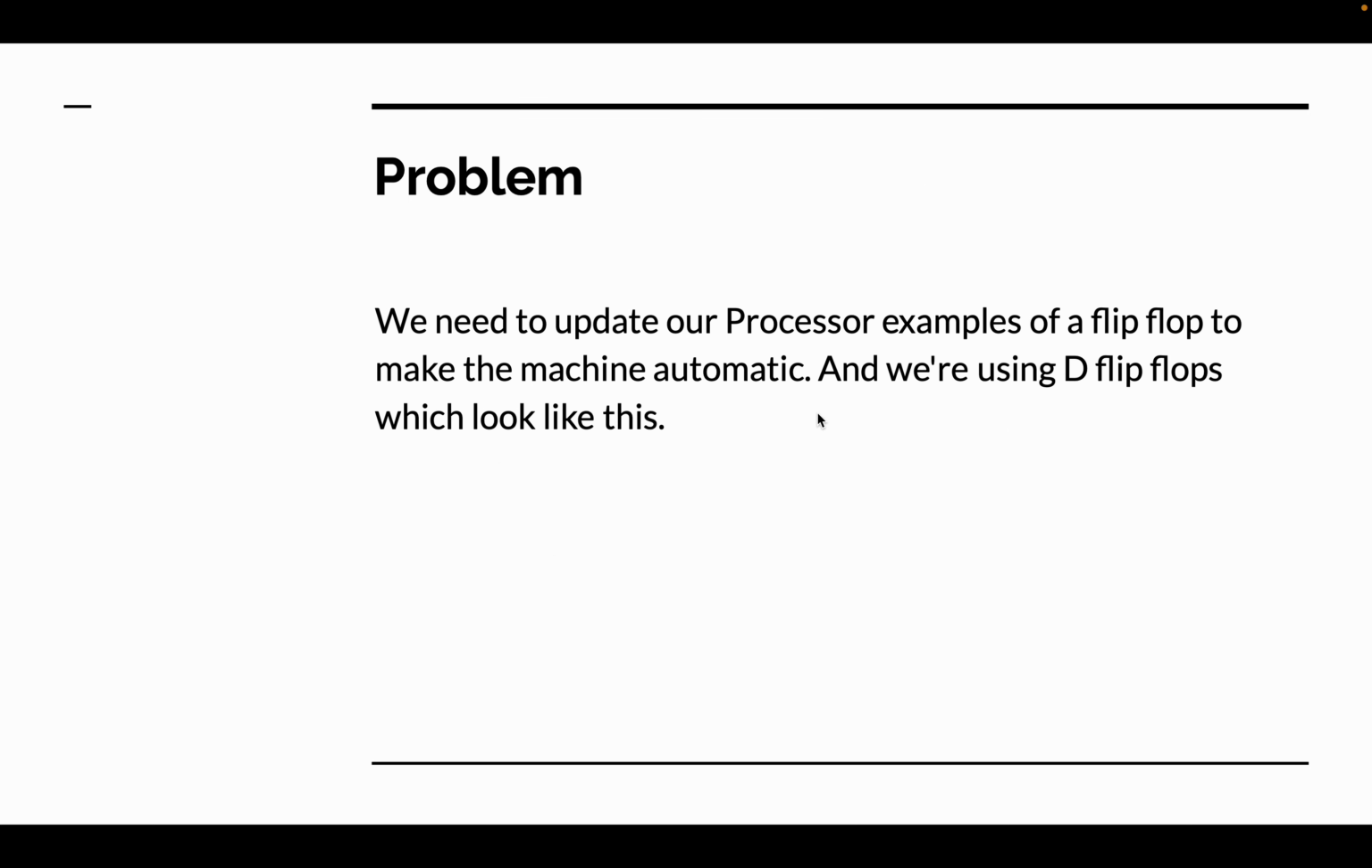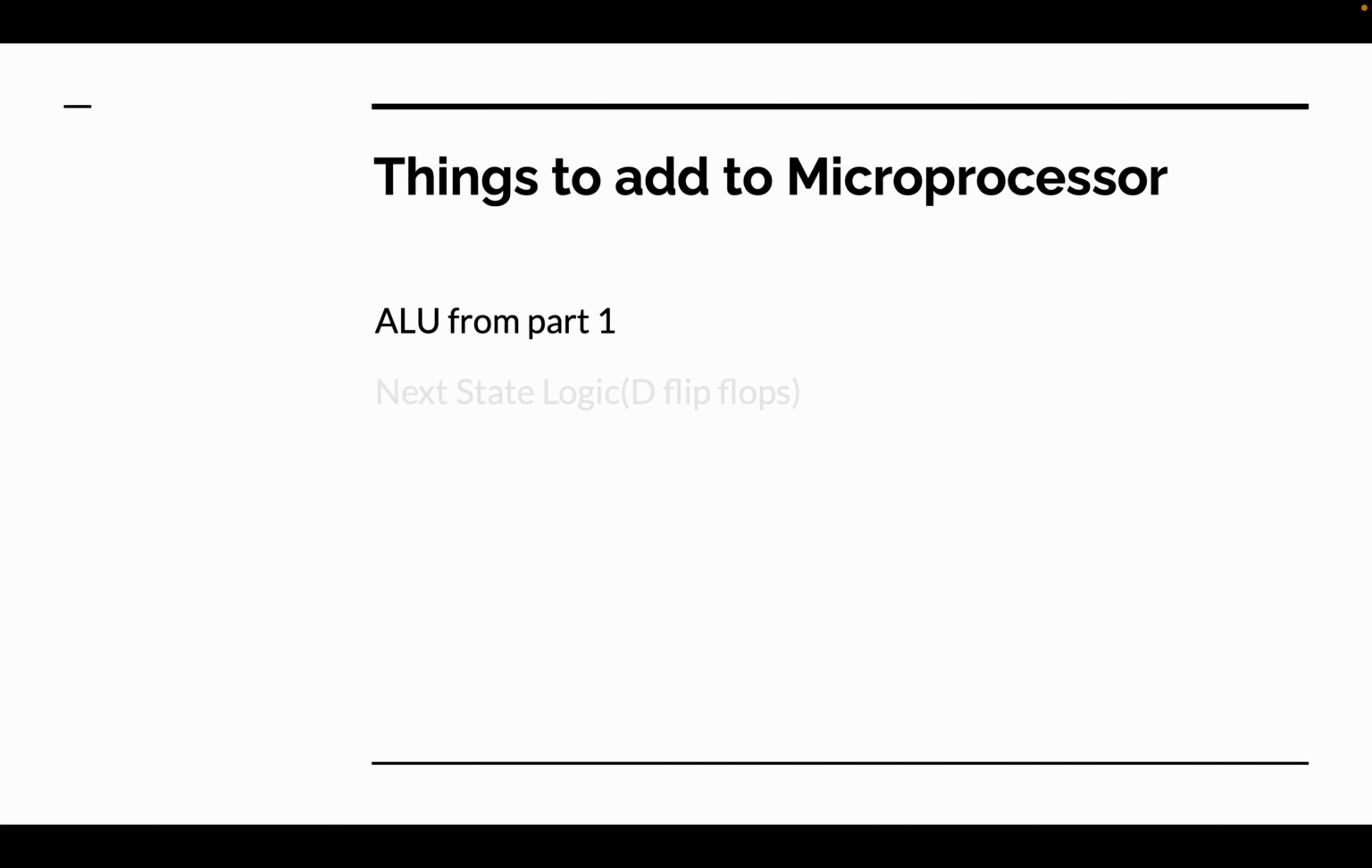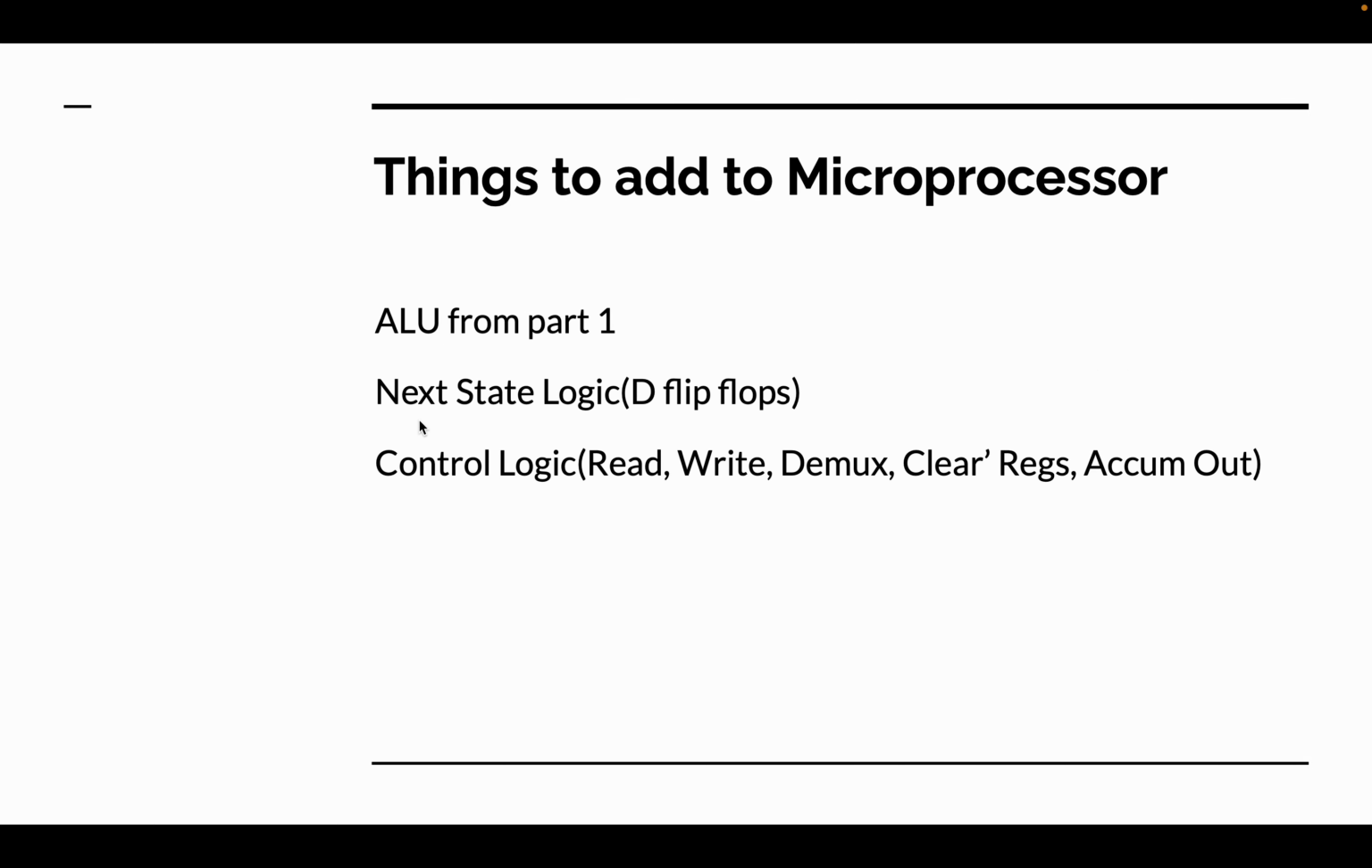But for our problem, back from Part 1, we made the LAU, which was to help us add 8 more operations into our microprocessor. So now we're going to update our microprocessor to become a little bit more automatic with the D flip-flops. That's my D flip-flop. So things to add to the microprocessor: the LAU from Part 1, next state logic, which is D flip-flops, control logic, which is read, write, demux, clear, rags, and accumulate, out, and address generators.